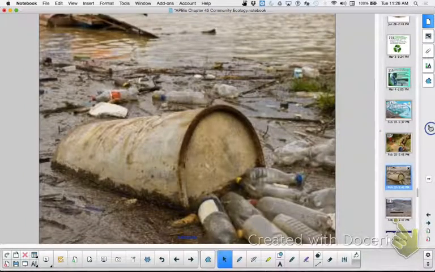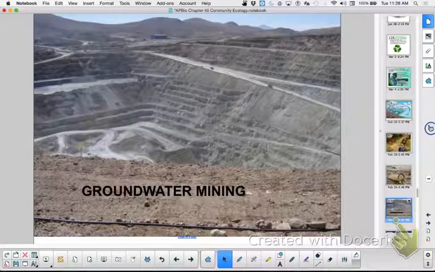And we do contaminate waterways. And everything's going to end up in water, because as it rains, everything gets washed in. Drains. They talk about watching the drains that you have as well. And then a big issue is groundwater mining. Last year when you were in foundations, you learned about that when you talked about the water cycle and you talked about your irrigation challenge.